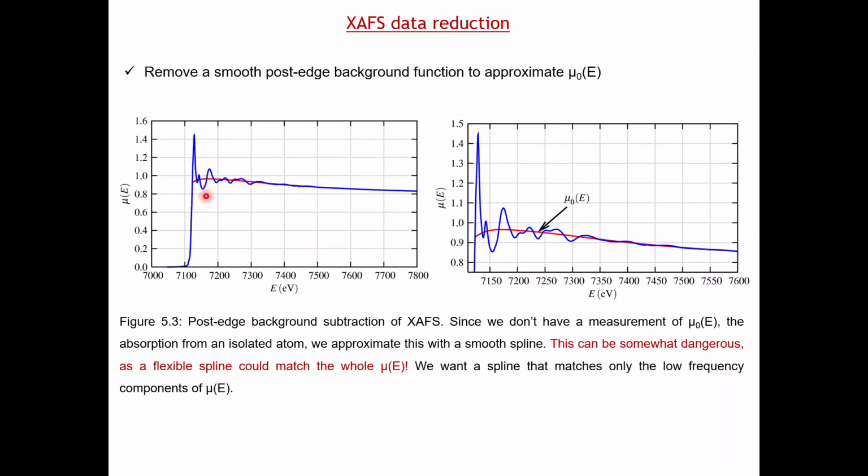Next you remove the smooth post-edge background function to approximate mu0 E. That is, mu0 E is, as I told, the absorption coefficient of a single isolated atom. So you remove the post-edge. Once this post-edge background function is removed, one should be very careful that it should not be spline-fitted too closely. The red line should not match with this blue color oscillation. Then your output data will be wrong, or you can get some wrong interpretation of the data. So basically this red line should only match at this higher energy region, but not at lower energy. So one should be very careful with this part while doing post-edge background subtraction.